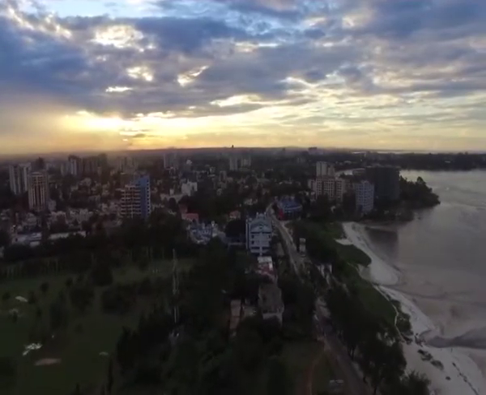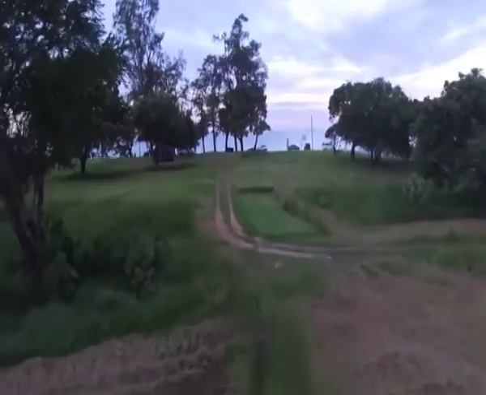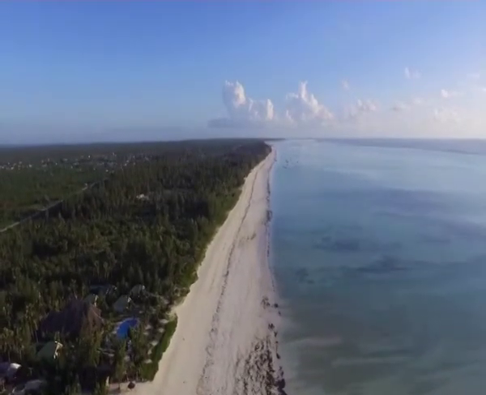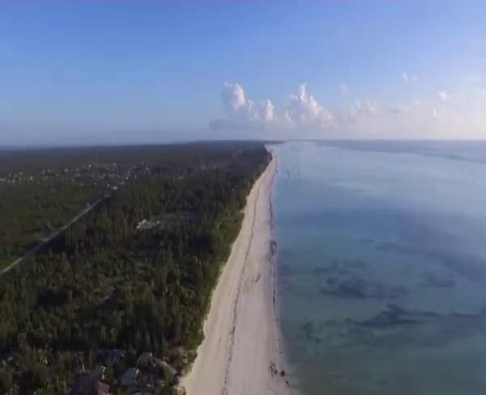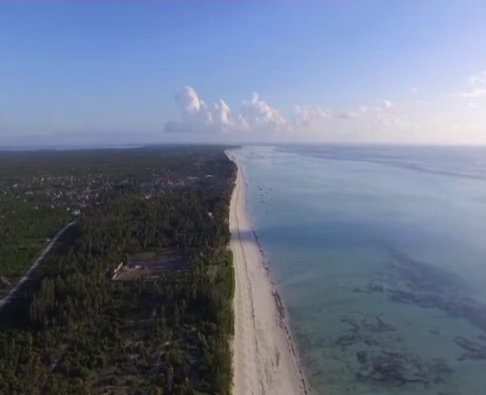Zanzibar is one of Africa's top destinations because of its fascinating history and its incredible beaches. Zanzibar's location in the Indian Ocean has made it a natural trading center throughout its history. Famous for its spices, Zanzibar also became an important slave trading post under its Arab rulers.